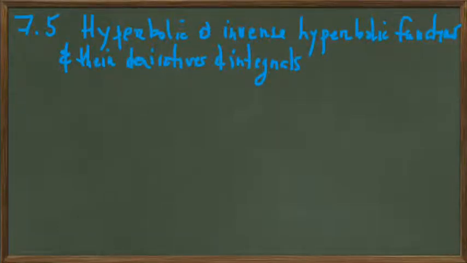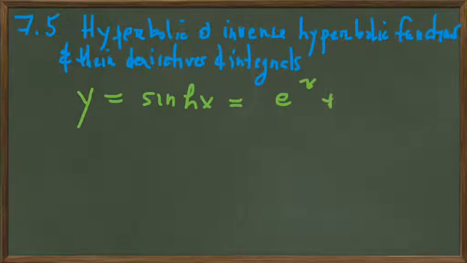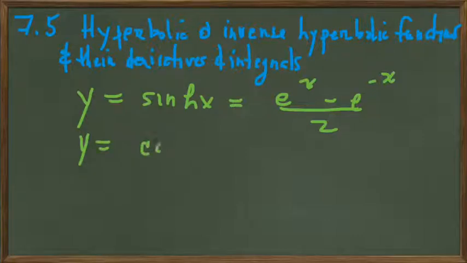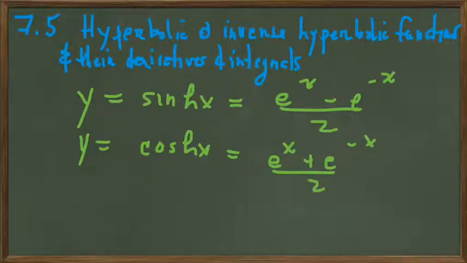In this last video for Chapter 7, we're going to look at the two so-called hyperbolic functions: y equals sinh x, the h standing for hyperbolic, which is defined as (e^x minus e^(-x)) over 2, and the corresponding hyperbolic cosine, cosh x, which has a very similar definition: (e^x plus e^(-x)) over 2. Let's look at the graphs of these two functions at the bottom of the screen here.